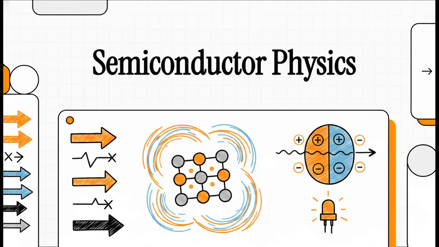All right, let's jump right into this explainer. Today we're unpacking the really fascinating physics behind why some materials conduct electricity perfectly, why others stubbornly block it, and why some, well, they just sit right in the middle waiting for the perfect conditions. We are talking about the physics of semiconductors.